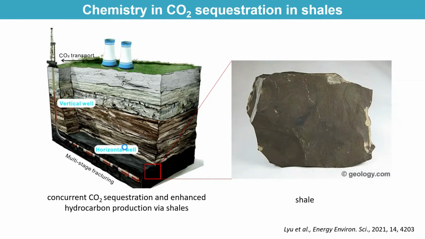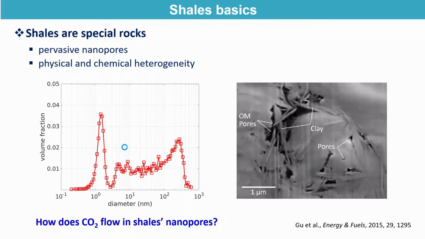Before we can use this technology effectively, we must first understand some basic features of shales. Shales really are rather unique rocks. First of all, compared to common rocks, they have a much higher population of nanopores. Shown in the figure on the left is the pore size distribution of a typical shale rock. We can see that the pore size has a significant fraction between 1 and 10 nanometers, which occupy a significant amount of the pore space in the rock.